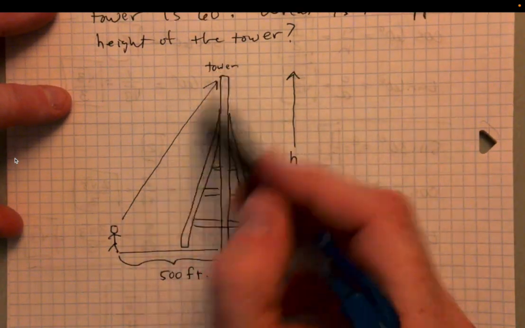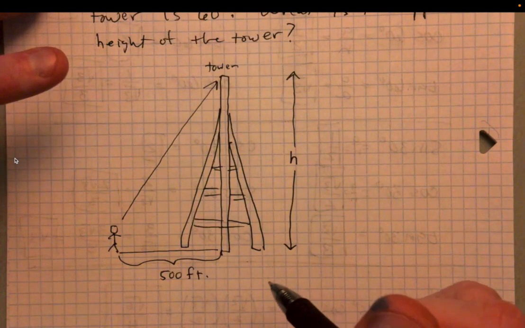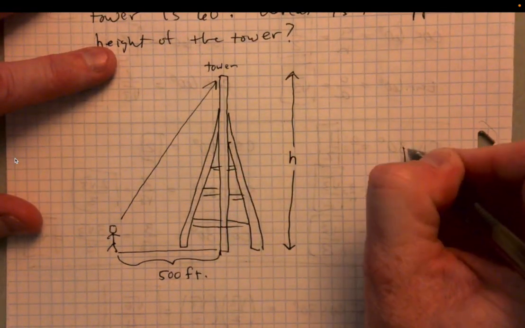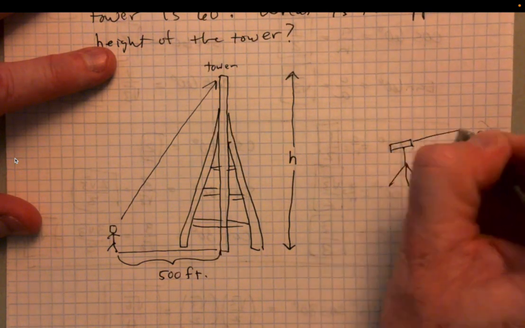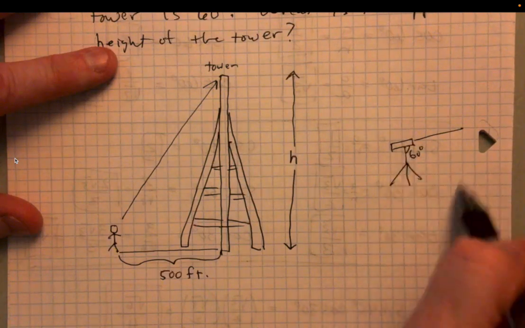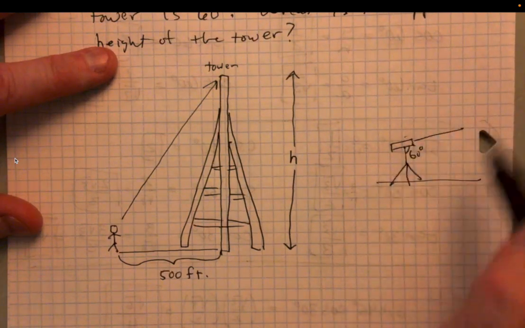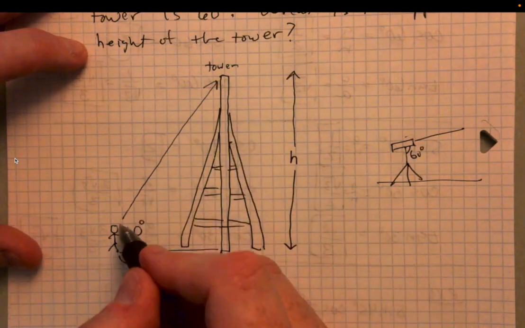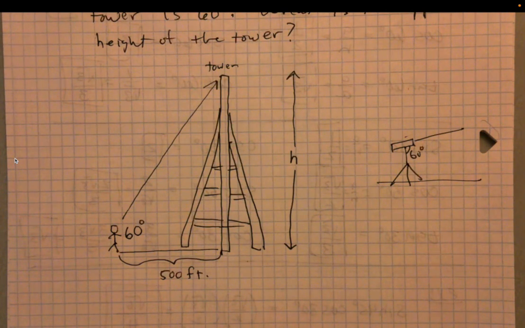Maybe like a scoping device. You've seen these things. You'll see people out, just looking through these little scopes, and it'll measure the angle that's made with the floor. You've determined that this angle is 60 degrees. So your line of sight angle is approximately 60 degrees, and the question is, how high is this tower? What is the height of the tower?